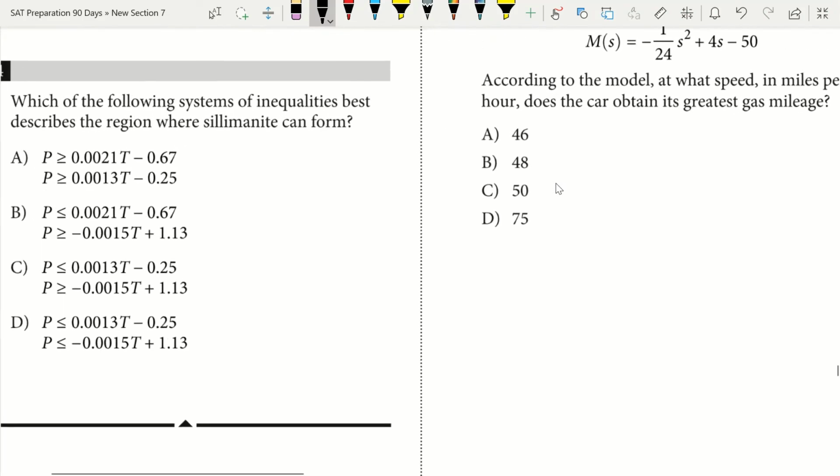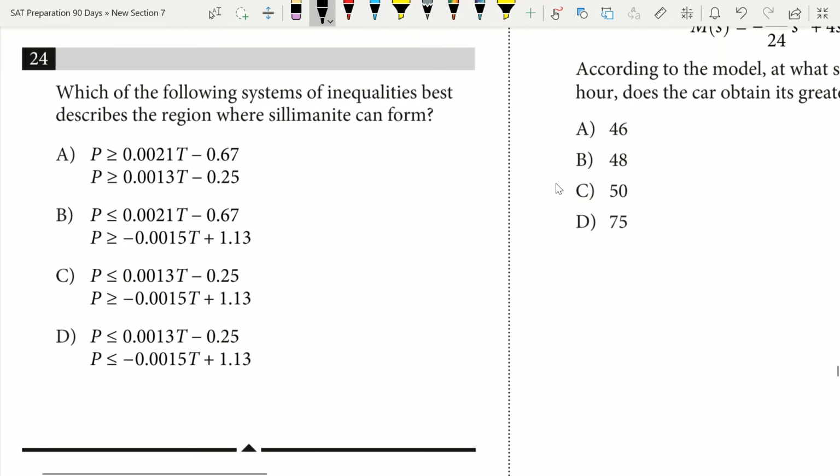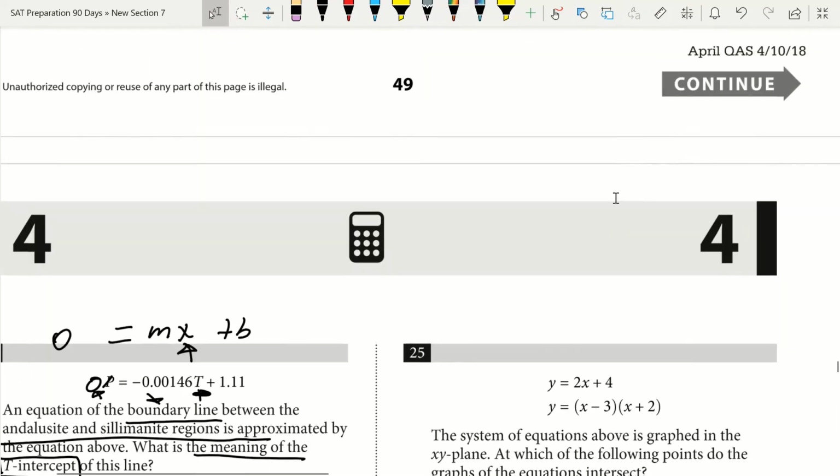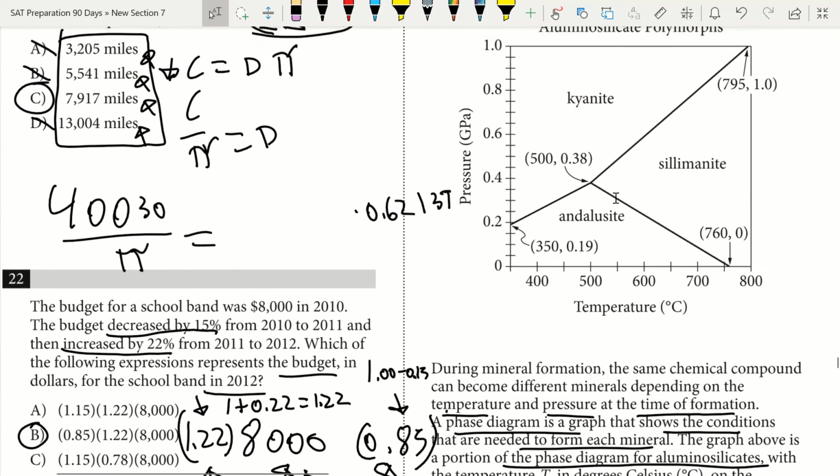Keep in mind it's also referring to that information in that phase diagram. So which of the following systems of inequalities best describes the region where sillimanite can form? Well, we have to go back up and find where sillimanite can form, and come up with the equations for that. So let's go up. Let's find where sillimanite can form.